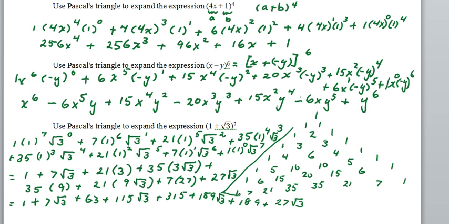Now we're going to collect all of the rational terms and all of the square root 3 terms, so that the actual answer will be in the form of a binomial. And if I run out of time before this is completed, which I think I will, I'll put the answer in the description for this expansion.